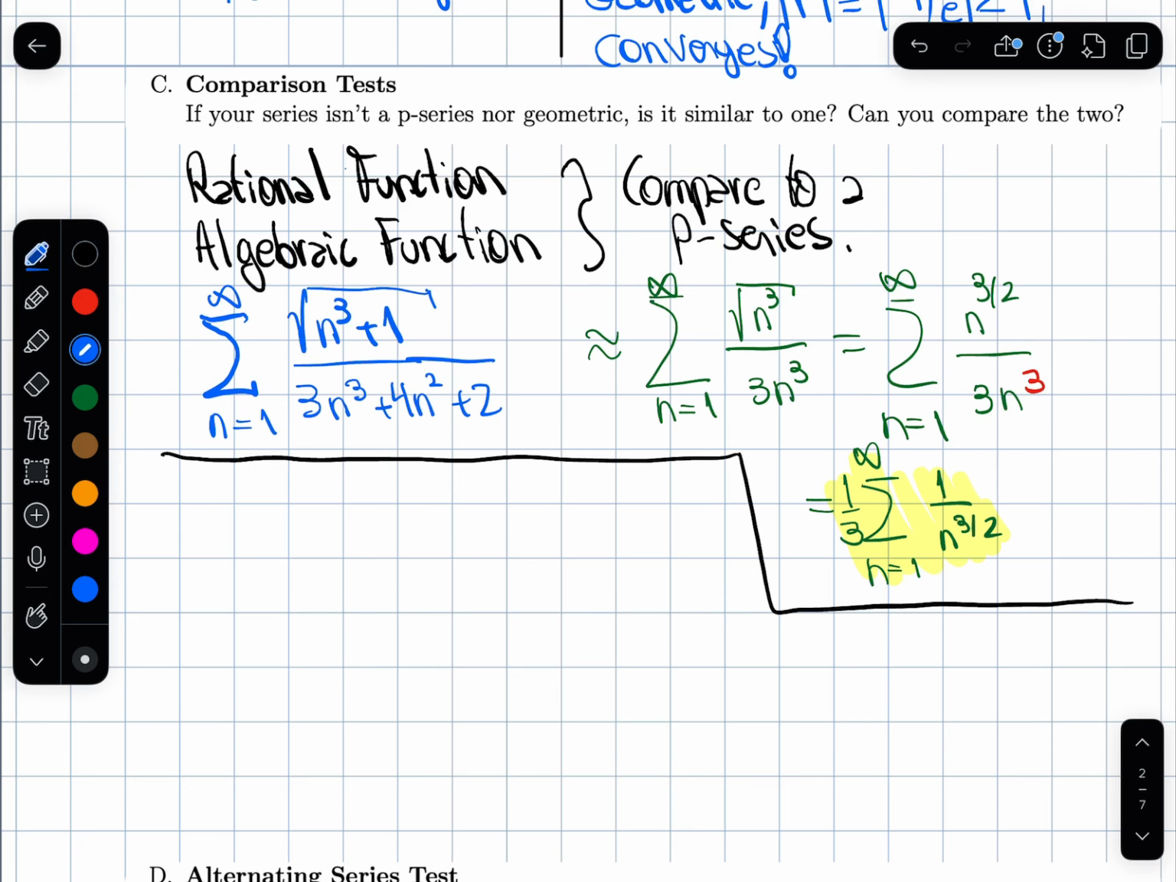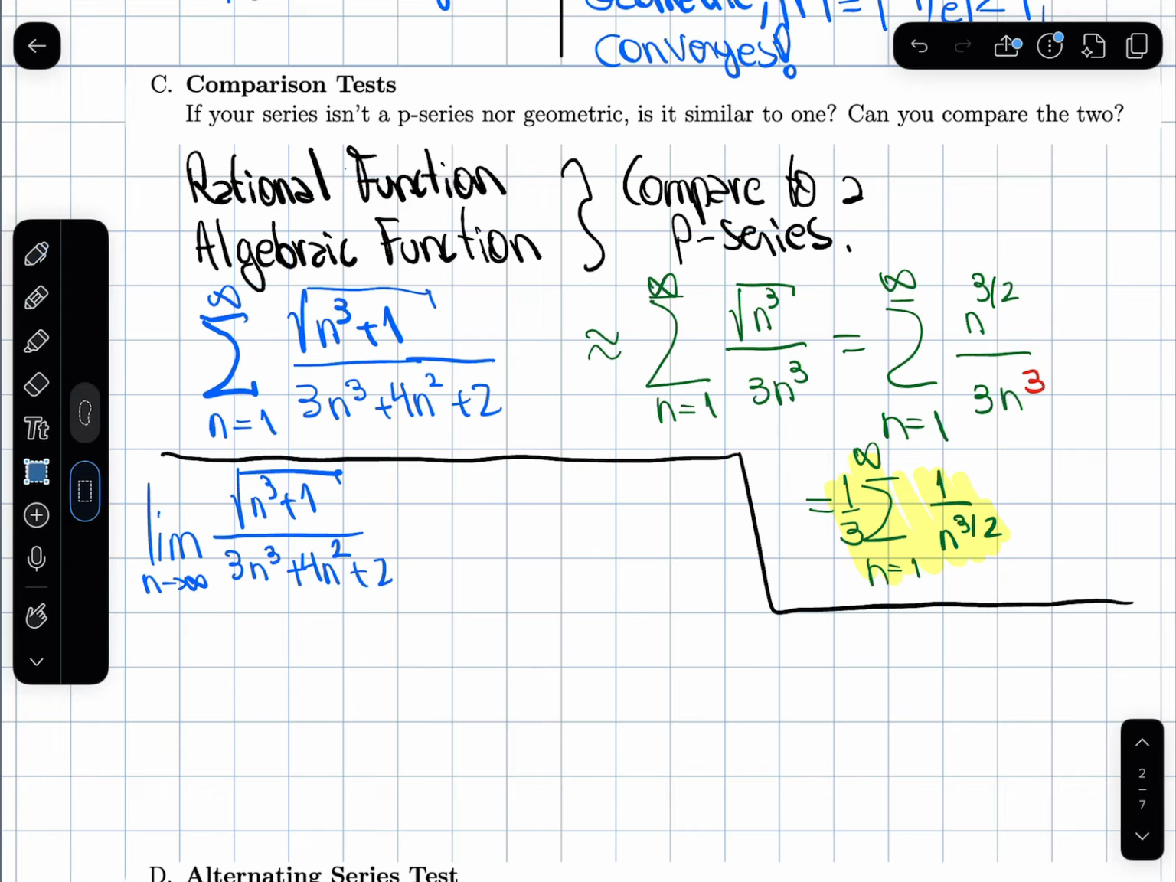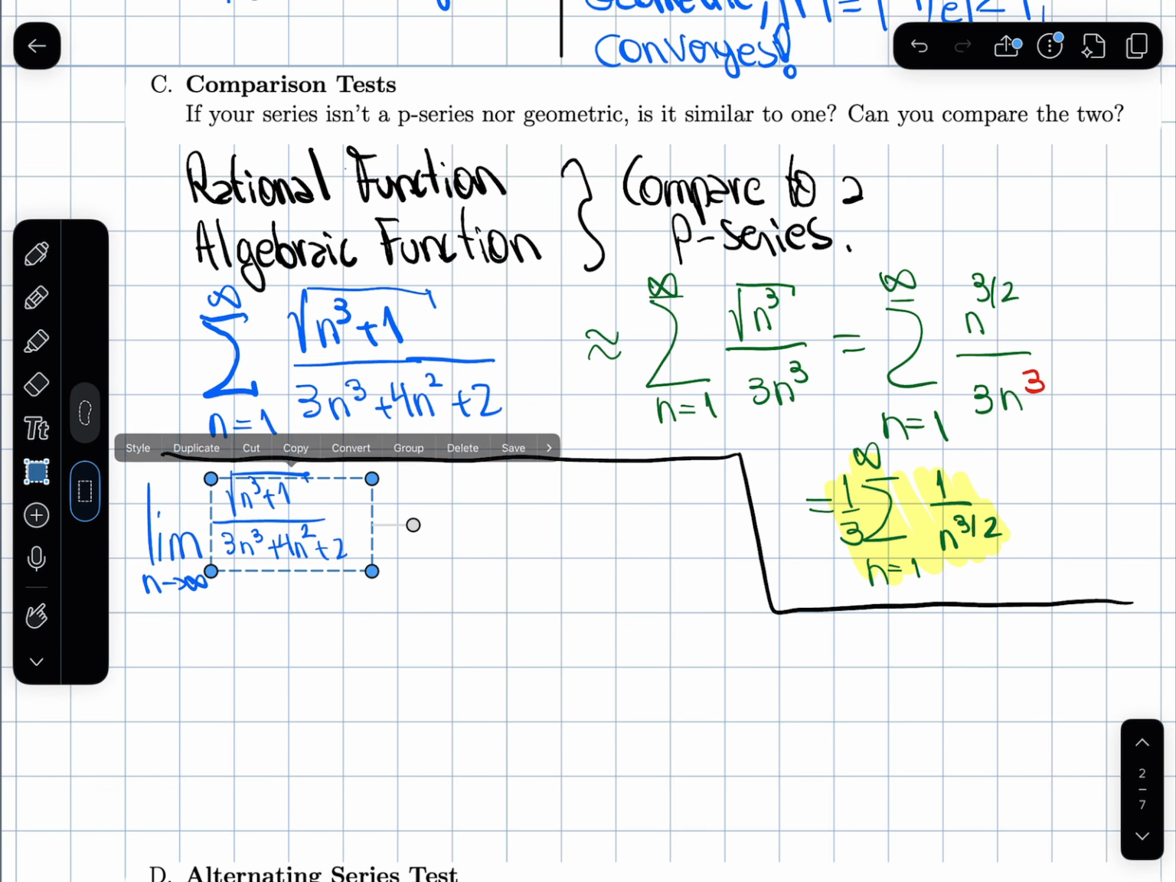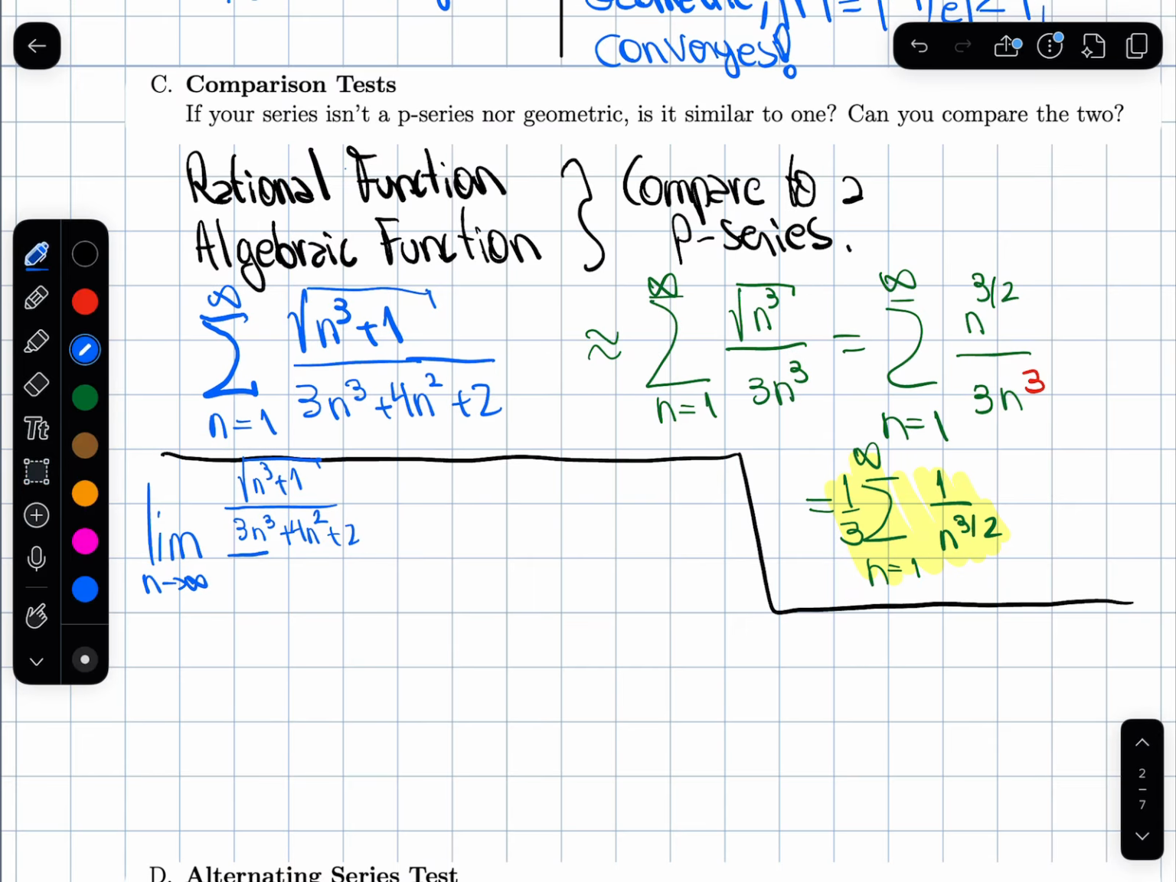I would try this, and now what I'm going to write in blue is what I actually include in my solution. So all of this in green stays in my scratch paper, and then in my solution I write the limit of all of this, n cubed plus 1 over 3 n cubed plus 4n squared plus 2, as n goes to infinity, still divided by, so I'm going to take this and divide it all by the series that I think it's comparable to, so 1 over n to the power 3 halves, like this.